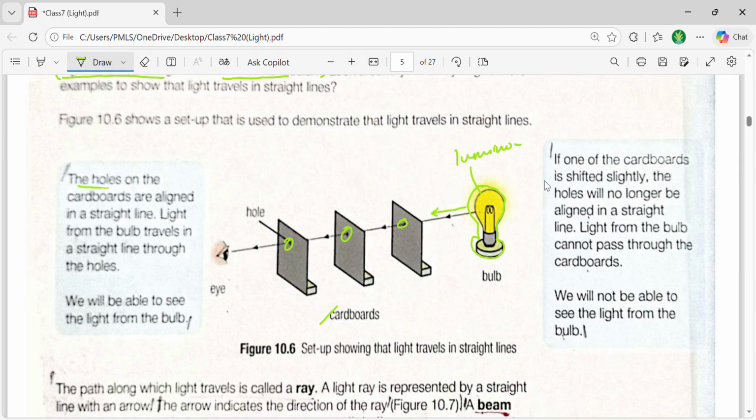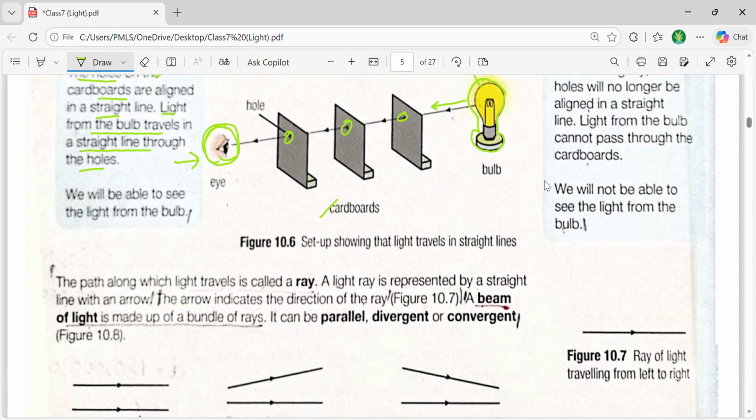As they have mentioned, the holes in the cardboards are aligned in a straight line. Because there are multiple holes in the cardboards placed in front of each other, if light passes through all of these holes and then reaches the eye, it means that it can pass in a straight line. In this case, the light from the bulb travels in straight lines through the holes, and we are able to see the light from this direction. So this experimental demonstration shows that light does travel in a straight line.